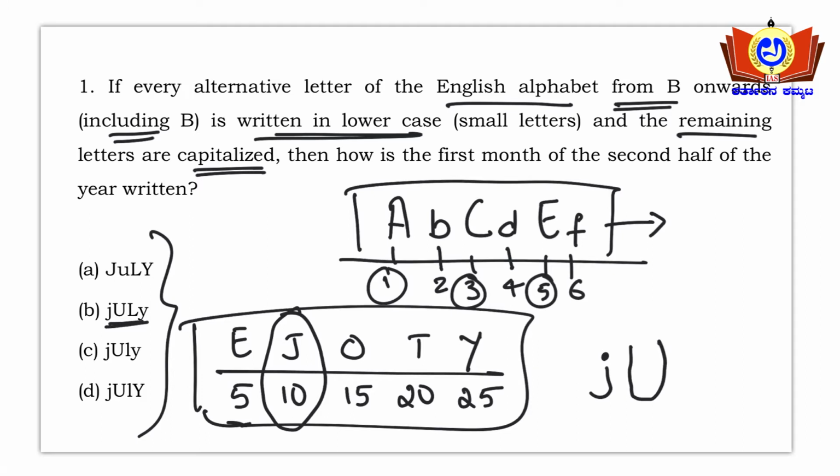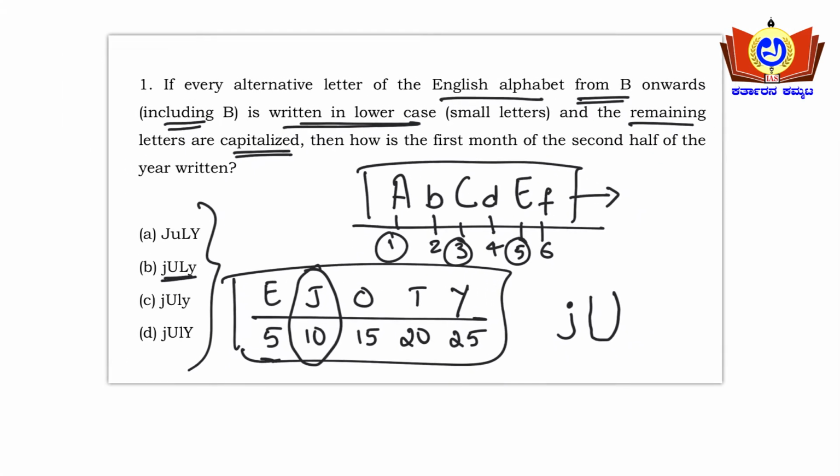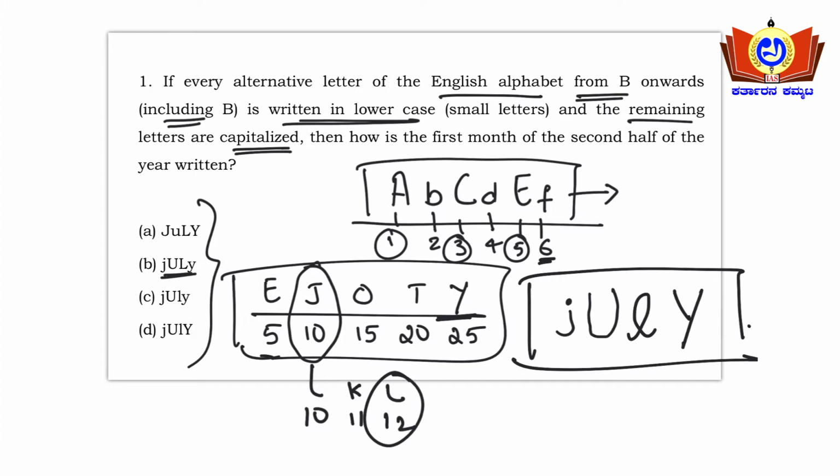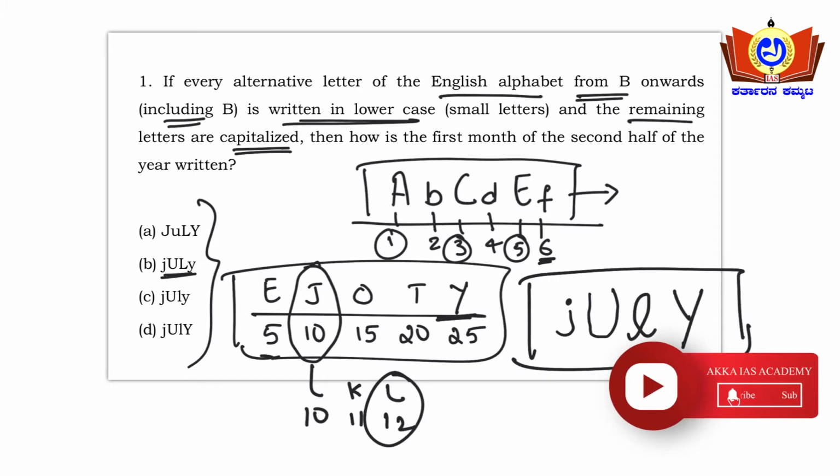Next letter is L. I, J, K, L: J is 10, K is 11, and L is 12, so an even number letter, which will be in small letter. Next is Y, which is 25th, an odd letter, so it will be in uppercase. So J U L Y shall be written like this. Option D is the right answer.